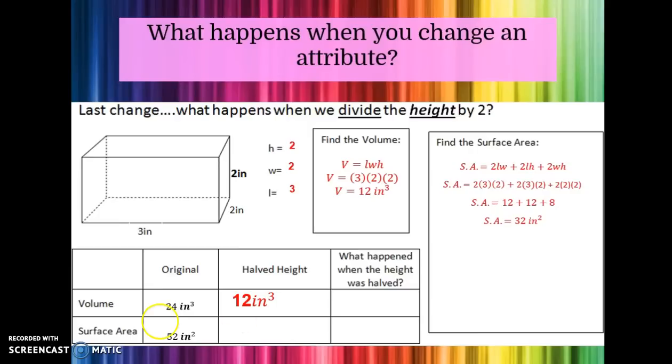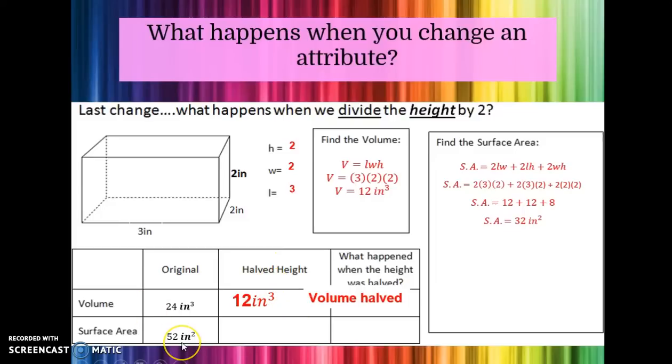Well, what is the relationship between 24 and 12? Oh, right, just like we were working with our common ratio recently, we know that dividing by 2 is the same as multiplying by half. So the volume was halved, or was multiplied by 1/2. Divided by 2 or multiplied by 1/2.